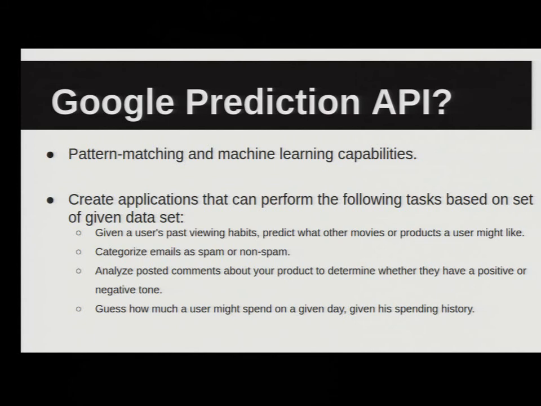The advantage of Google Prediction API is that you don't have to go through some kind of C4.5 algorithm or statistics, but have some built-in tools that help you call a certain method and get the information out of it. Google Prediction API offers pattern matching and machine learning capabilities and provides these kinds of features for you.